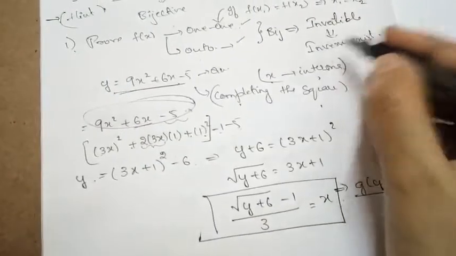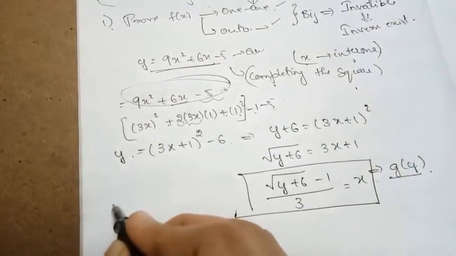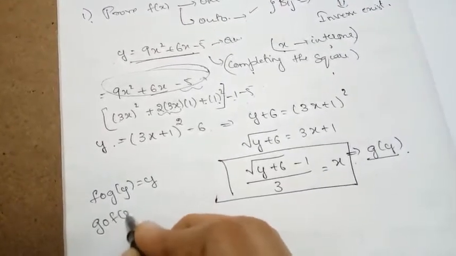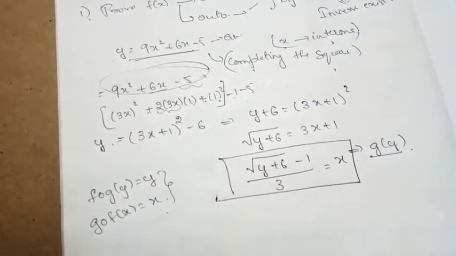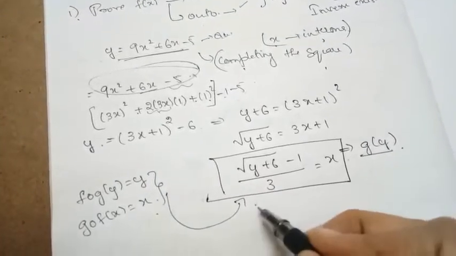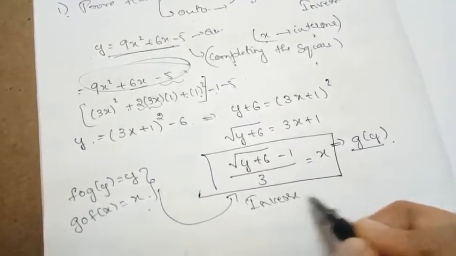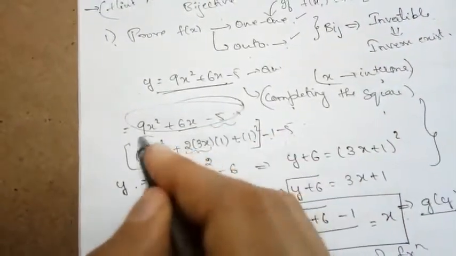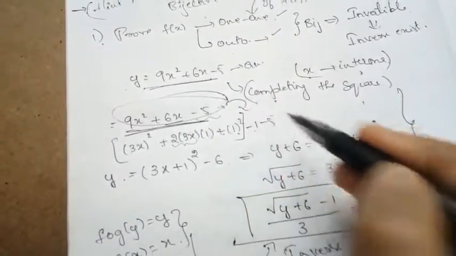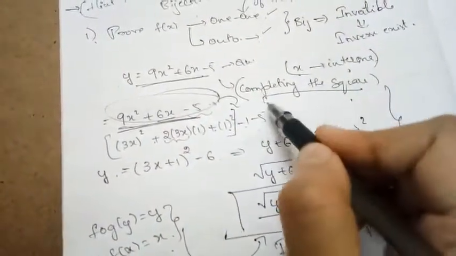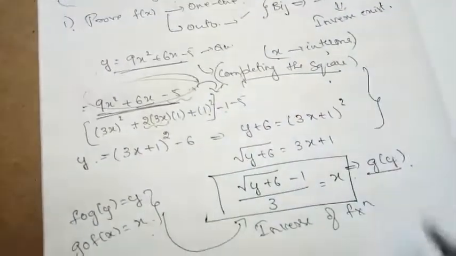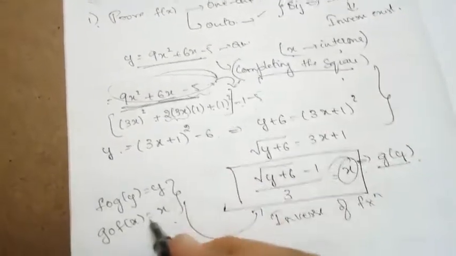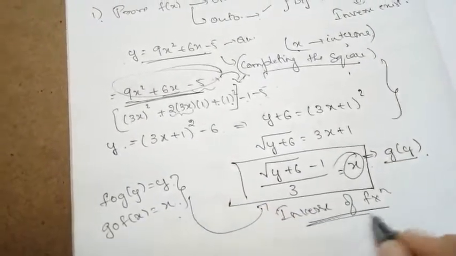Now we got g of y. To find the invertible, we need to prove two things, that is fog of y is equal to y and gof of x is equal to x. If you prove these two things, then this function g of y is nothing but the inverse of the function. The main thing in this question is, if they have given a question in this form, try completing the square and then solve, or express x in terms of y.